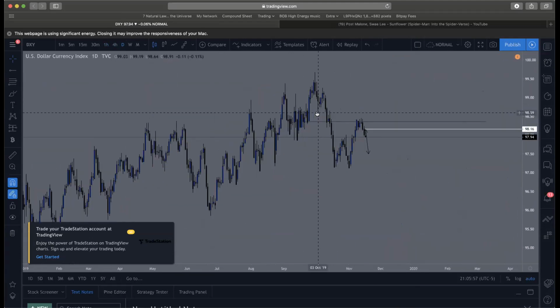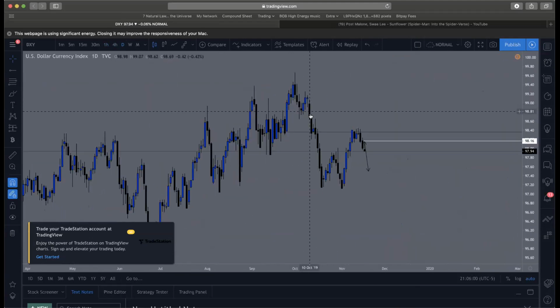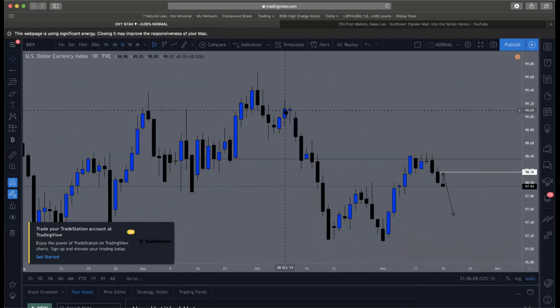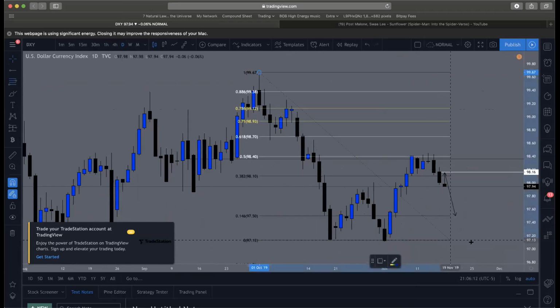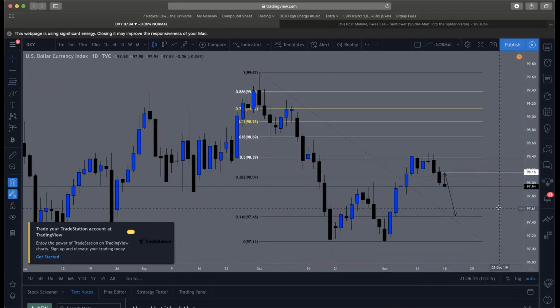So if you do a fib from the top down to the bottom, that lines up with right in here. Yeah, a little bit higher. There's the little wick, that area there. Oh, this. Okay. Yeah, so there's a gap in there. So I just did a fib from the top down to the bottom. So short term, we could definitely get some sells going on, but I would like to see it come higher.